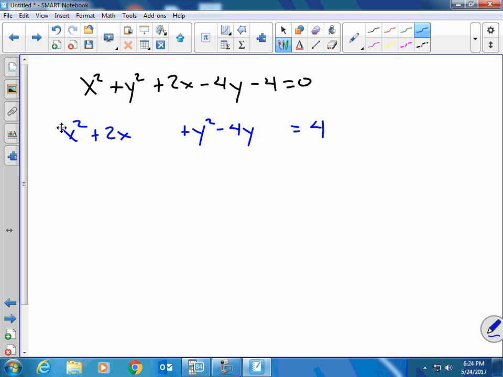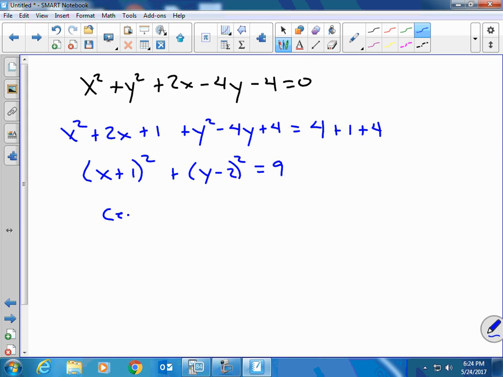Divide the coefficient of x by 2 and get 1 and square it. Divide the coefficient of y by 2 and square it. Add both of those to the right-hand side. Factor, that factors into (x + 1)(x + 1). This factors into (y − 2)(y − 2), and that adds up to 9.